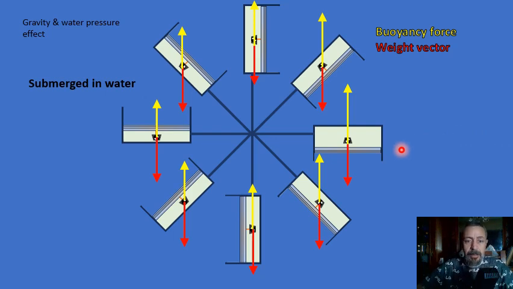As I display here, the red arrows are the weight vector, and the yellow one is the buoyancy vector. You can see that this one is bigger than this one, so there will be more upward force on this side than this side. Of course, this is just a diagram to show the idea, but there will be some calculations.